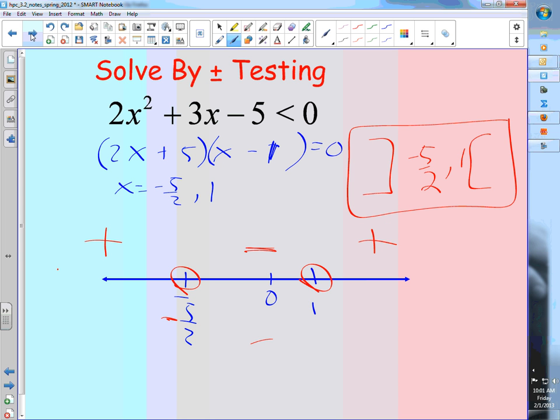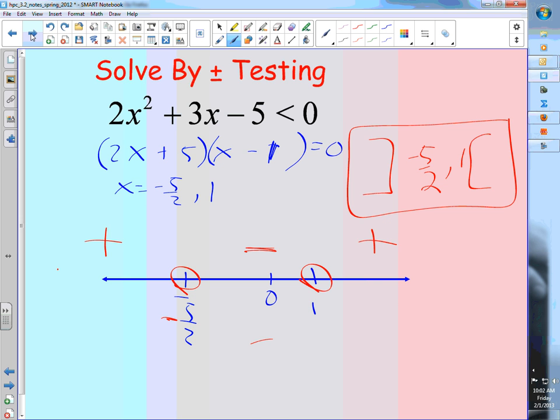I want the ones where the graph will be negative. The interval that's negative is between here and here. That means any x that's between negative 5/2 and 1, non-inclusive, when I plug it into this inequality statement, will be a true statement and therefore a solution. This is how we write the interval of the solution. Does that make sense? You sure? This is by plus minus testing.